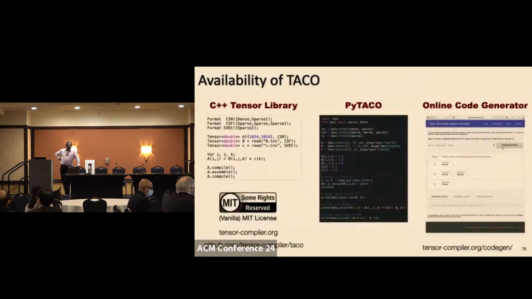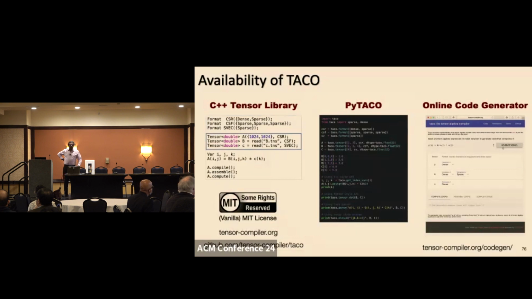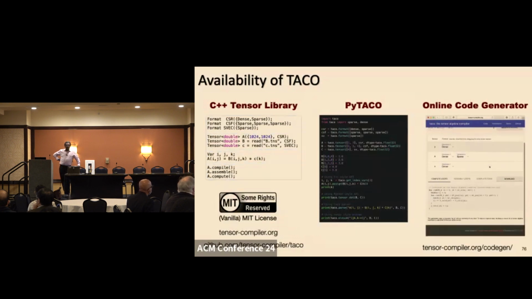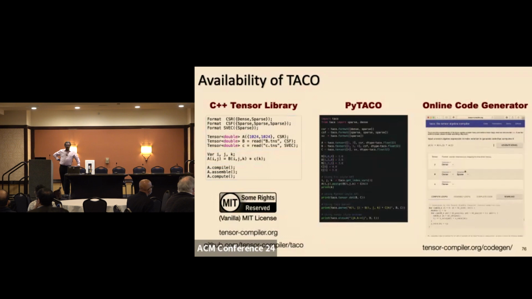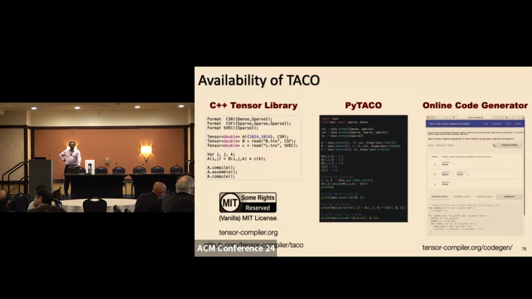So right now, Taco is available in 3 different ways. We have this C++ library that you can run. We have it in Python. And then we also have this online tool where you can log in, write the expression and the formats, and it will generate code for you. A lot of people use this to just cut and paste the generated code into their libraries.